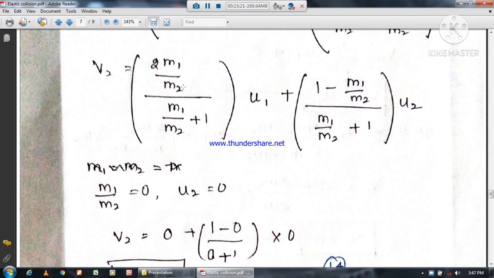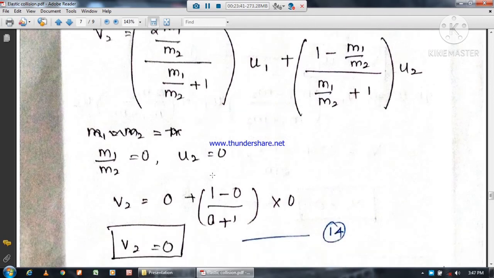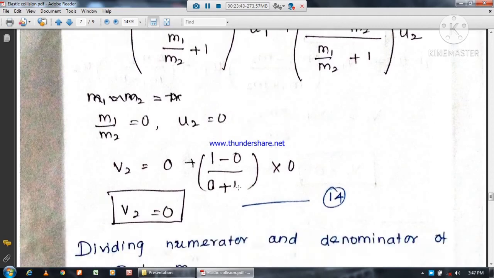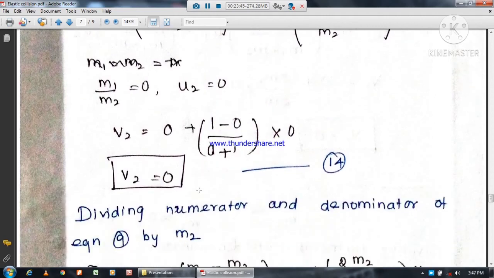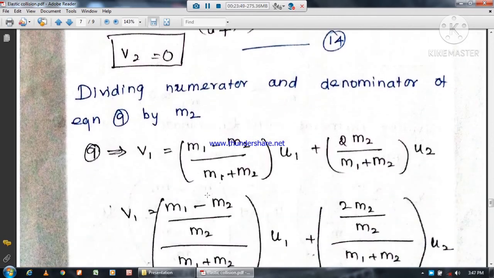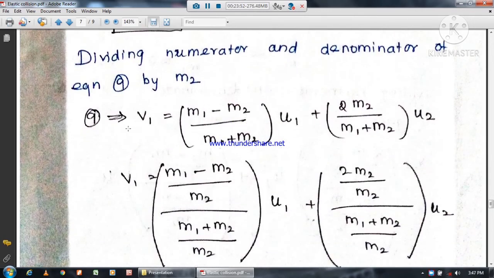Now we put m1 divided by m2 is 0 and u2 is 0. So we get here 2 into m1 divided by m2, that is 0. 2 into 0 divided by 0 plus 1 into u1 plus here 1 minus 0 divided by 0 plus 1 into this u2 is 0, right? So this term is 0 and this term also 0. So v2 is equal to 0, right?